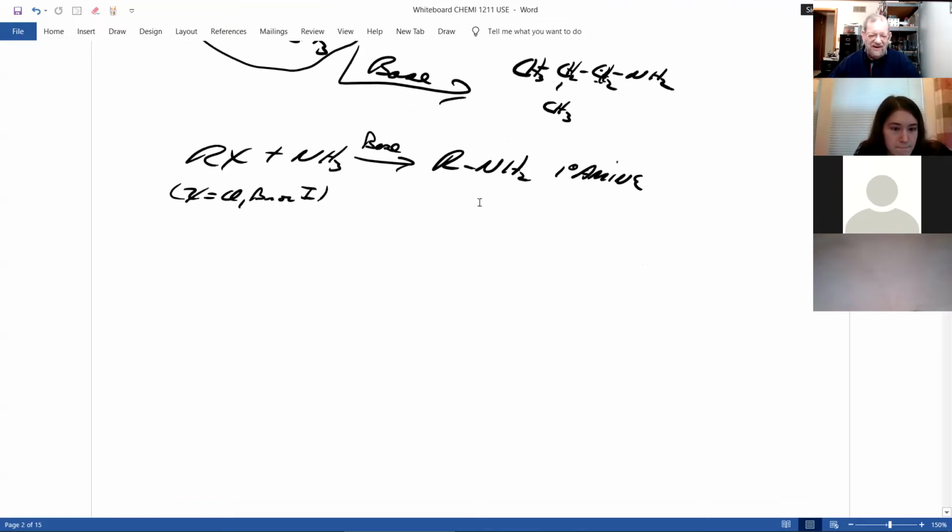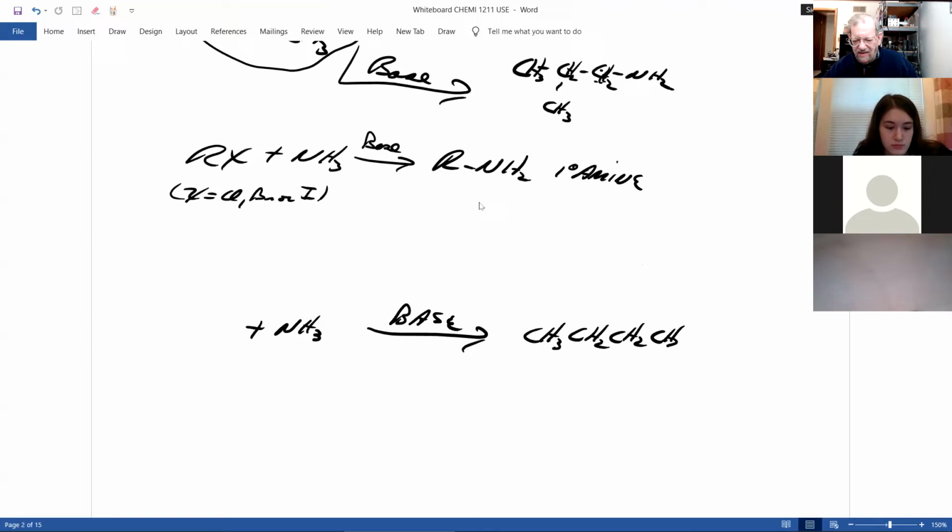Oh, let's do another one. These are fun. On test number 3, like test number 2, I'll have about 4 synthesis problems. And the question would be, what would you react with ammonia to make that product? This is the fun part of organic chemistry, synthesis. How do you make things?